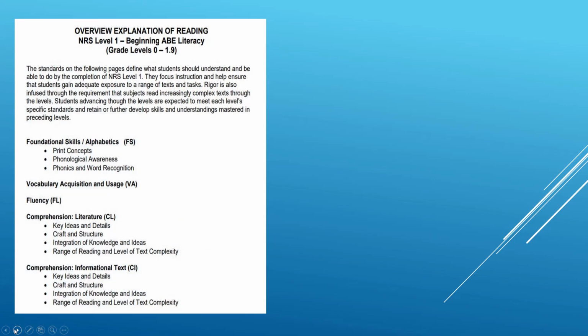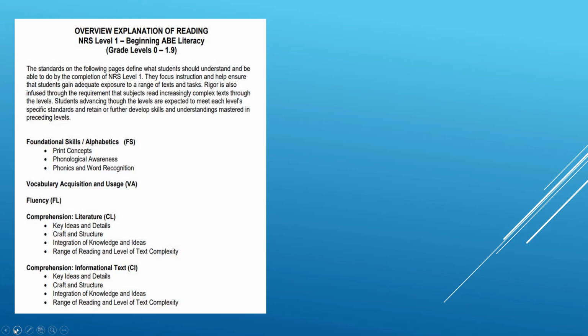Now please turn to page 26. This is the overview page for the NRS Level 1 reading standards. It contains an outline of the domains covered in this level. There's also a useful reminder at the top of the page that students advancing through these standards are expected to meet each level's specific standards and retain or further develop the skills and understandings mastered in preceding levels. Each standard strand at every level has a similar overview page.